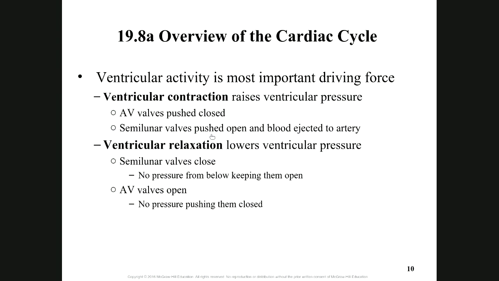The next happening is the ventricular relaxation. When your ventricle goes to relaxation, the pressure in your ventricle decreases. At this time, the semilunar valves become closed, no pressure from below keeping them open, and the AV valves become open, no pressure pushing them closed. So when your ventricle goes to contraction, your AV valves are closed and your SL valves are open, and when your ventricle becomes relaxed, your AV valves are open and your SL valves are closed.